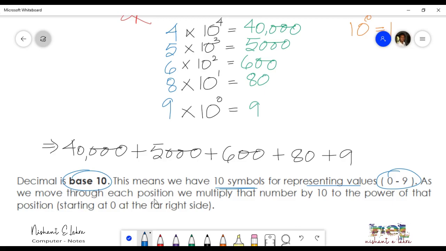And as we move through each position, what do we do? We multiply that number by 10 to the power of that position. The starting position is 0, at the far right side. That's why we are multiplying 9 with 10 to the power 0. Why are we multiplying with 10? Because the base of the decimal number system is 10, and we write down the power of their positions.